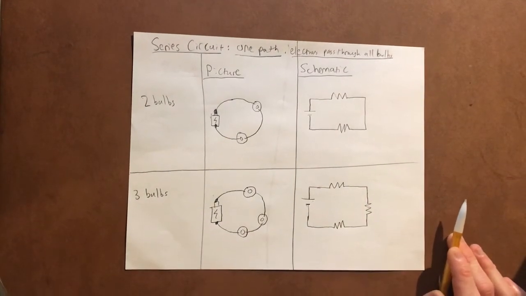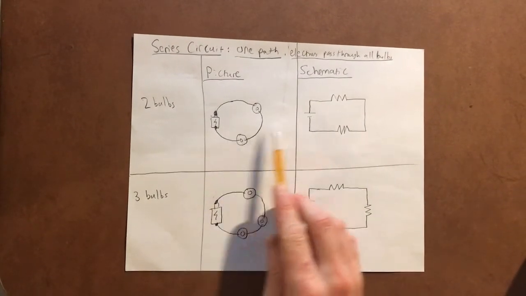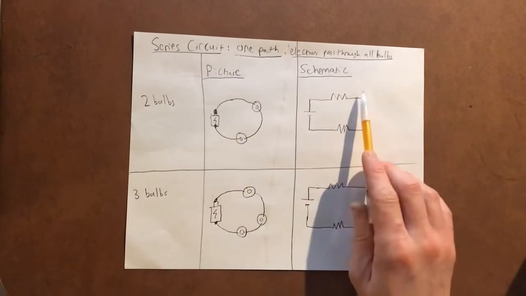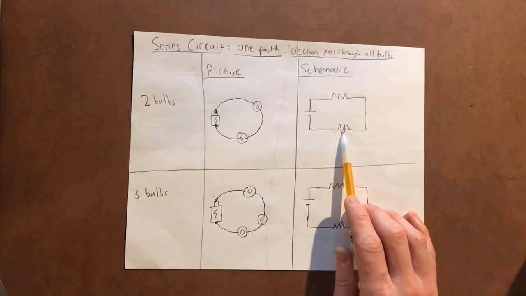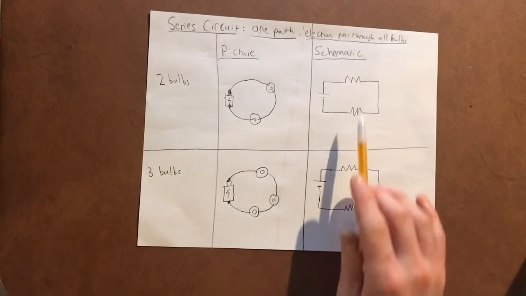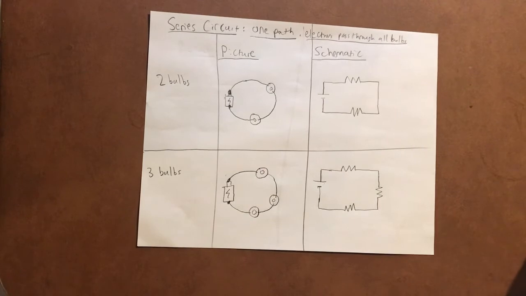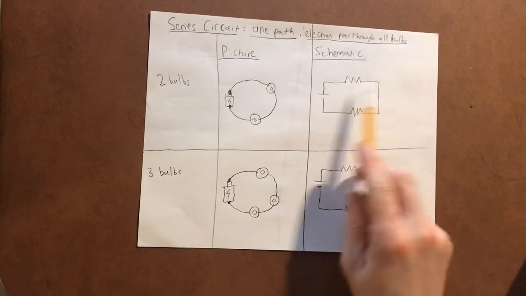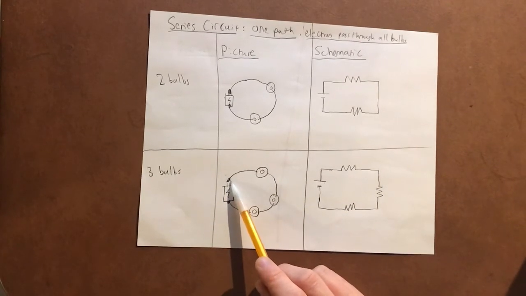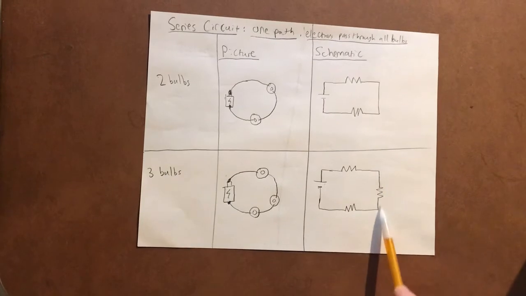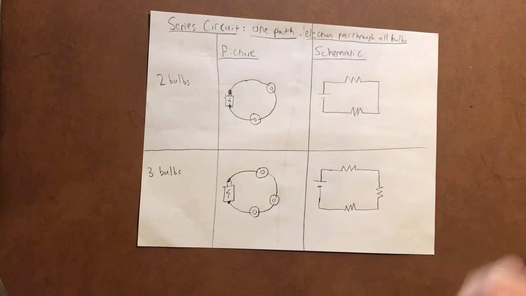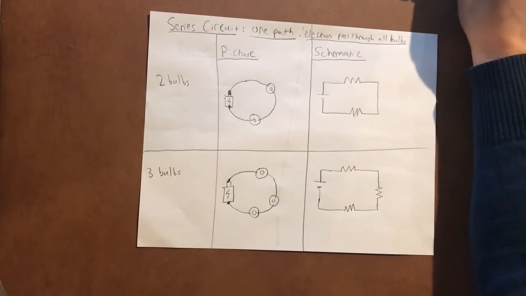So what would a schematic look like for these circuits? For the 2-bulb series circuit, you've got your battery on the left side. There's your battery symbol, and you've got two squiggly lines, one for each of the bulbs. You can see that there is only one path to go. It basically looks like a square. We don't really draw circles in our schematics; we draw them as squares. Now for the 3-bulb circuit, the only difference is you add one more squiggly line, but it's still one path. There's only one way to go on that one-lane highway for a series circuit.